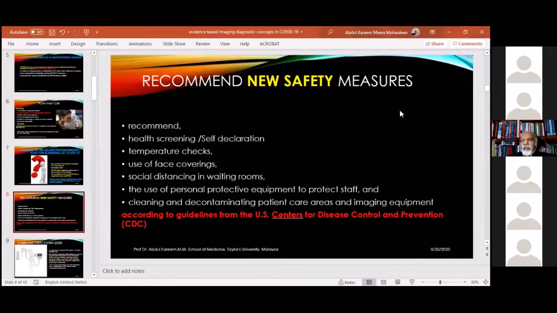So beside all the precautionary methods to avoid unnecessary radiation, we have to also recommend the PPE for all radiology staff, and also self-declaration before they enter into the department, and also temperature thermo checking for them, and facial coverings as usual, and social distancing for the patients and waiting patients, as well as for the radiology staff. And the use of personal protective equipment is highly stressed, besides the lead apron and everything. So they have to adopt all these things.